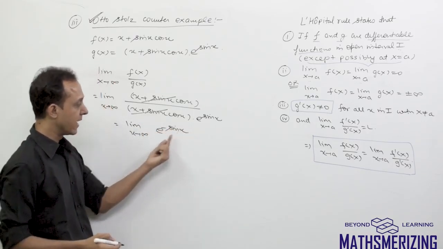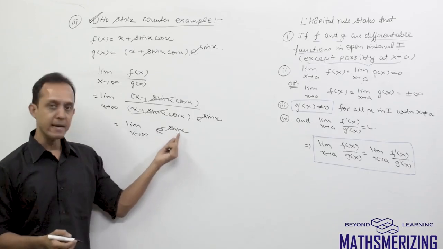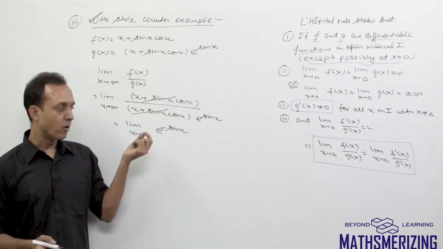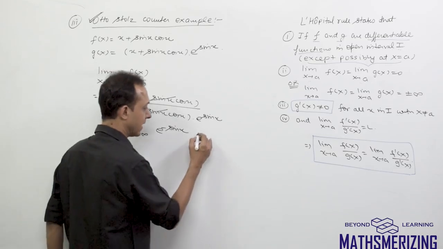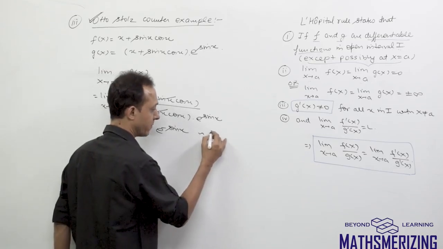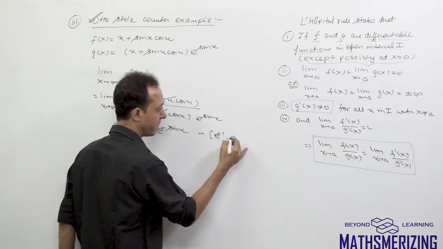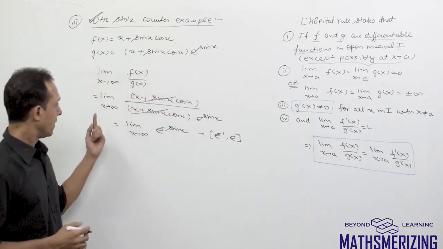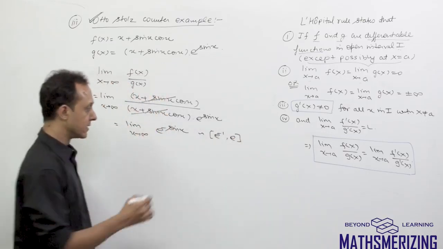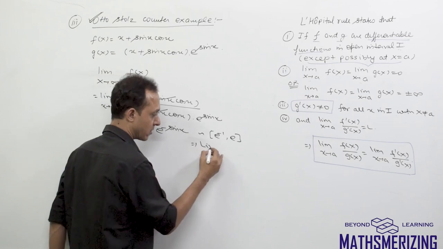Now if I put this limit, I'll get e to the power minus sin infinity. And sin infinity is an oscillating value. So I'll get this result as an oscillating value which oscillates from e to the power minus 1 to e. So when I'm getting an oscillating result, in this case, we know that the limit does not exist.